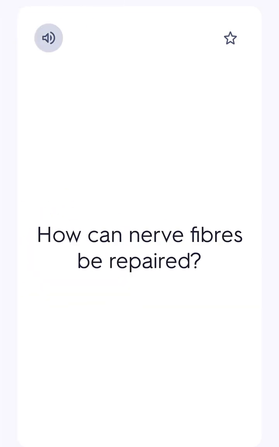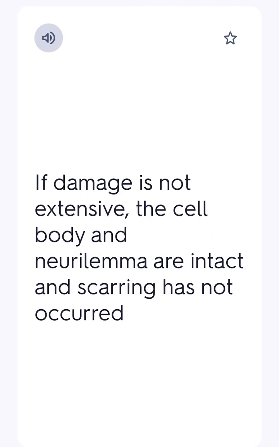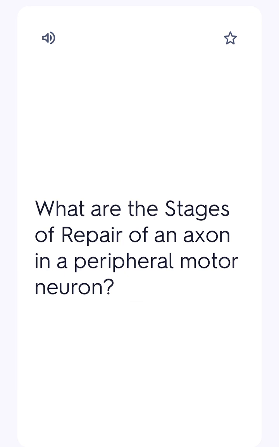How can nerve fibers be repaired? If damage is not extensive, the cell body and neurilemma are intact and scarring has not occurred. What are the stages of repair of an axon in a peripheral motor neuron?